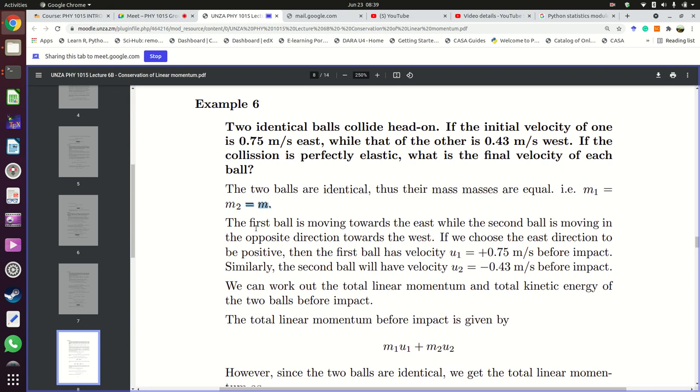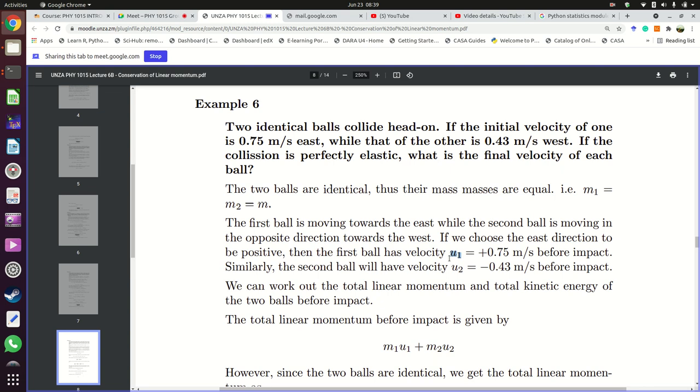So the first ball, which is M1, is moving east. The second ball, which is M2, is moving in the opposite direction, which is west. So we choose the eastern direction to be positive. If we choose the eastern direction to be positive, it means that the west is going to be negative. So the velocity of the first ball, 0.75 meters per second, the velocity of the first ball before it collides, which we denote as U1, is going to be positive.